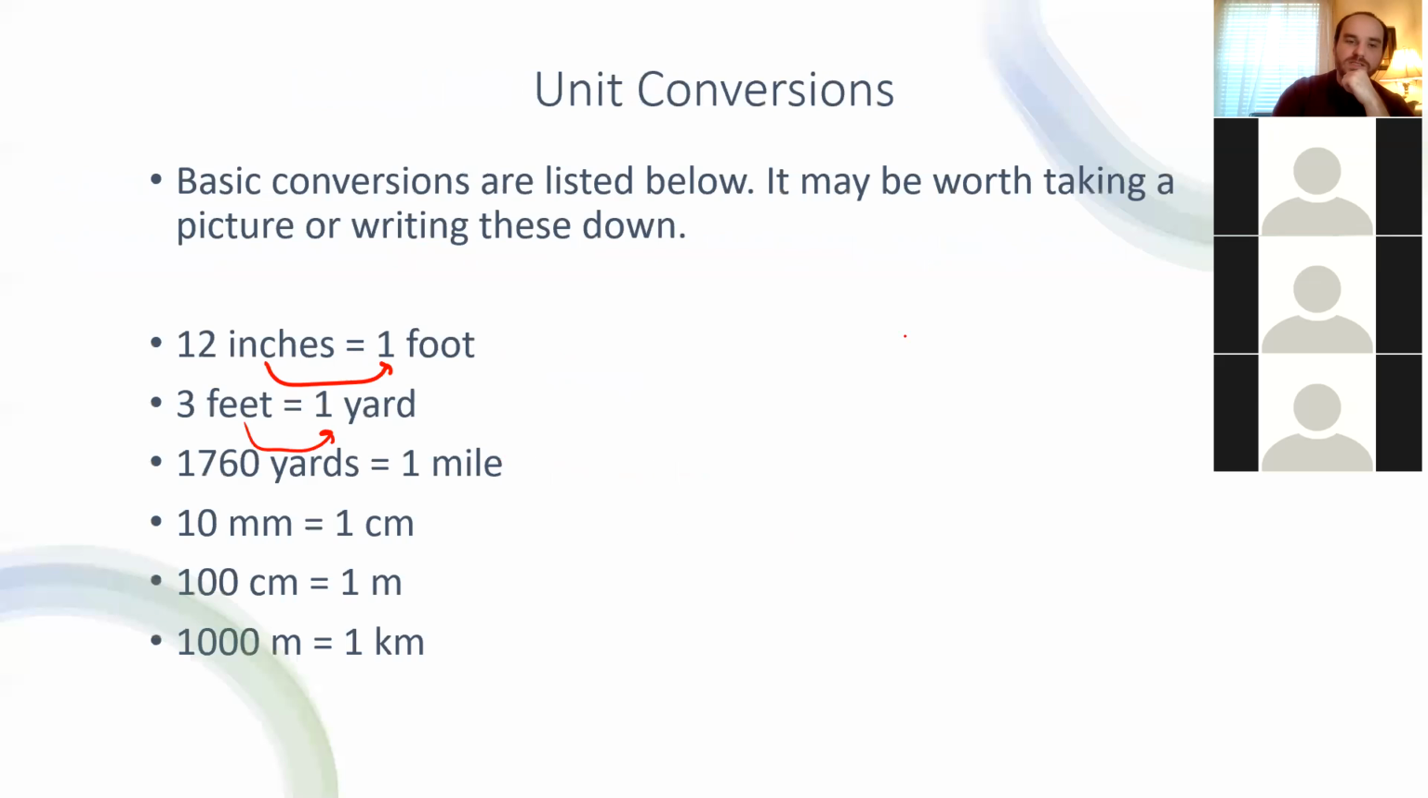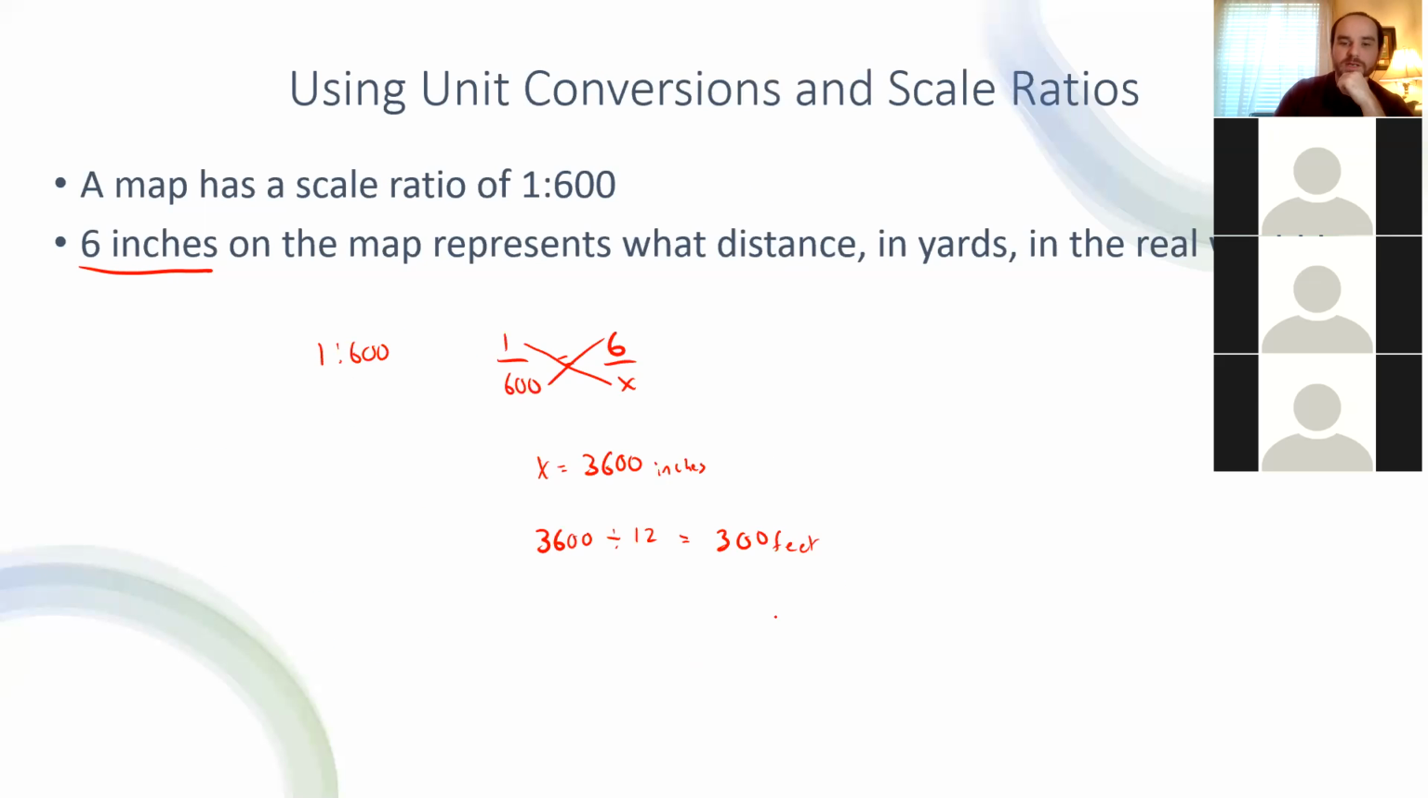And then to go from feet to yards, our conversion factor is 3. Since we're going up, we're going to divide again. So 300 feet divided by 3 equals 100 yards. And now we're done. So 6 inches on this map with the scale ratio of 1 to 600 is equal to 100 yards in the real world. So the distance of a football field.